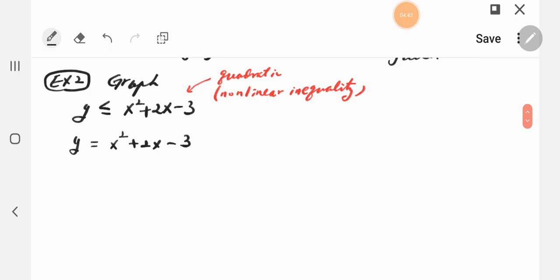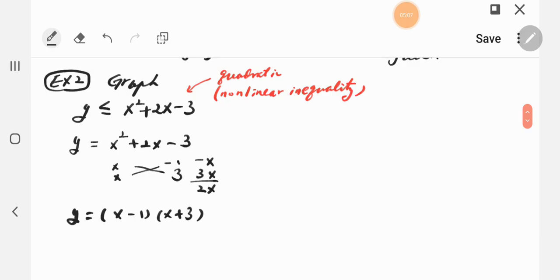Since this is a quadratic equation, let's find the x-intercept and the y-intercept. So why don't we factor this one? So x times x, 1 times 3, the negative sign is here, so this will be negative x, this will be 3x, and then 2x. So we can rewrite it as a product of (x minus 1) and (x plus 3). The reason I did this is I want to find the x-intercept.